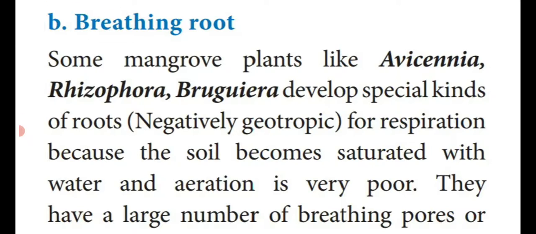Normally, the characteristic feature of root is positively geotropic. But these breathing roots arise above the ground level. So they are known as, what is that one? Negatively geotropic. For what purpose? Respiratory purpose. Because in this mangrove vegetative region, soil becomes saturated with salty water. That means saturated with water and also salt, and aeration is very poor. What is that one? Muddy region, isn't it? Mud with the water. So it is very saturated soil.